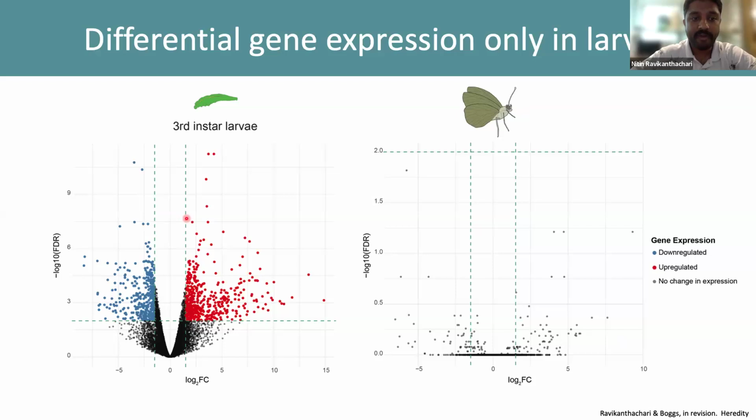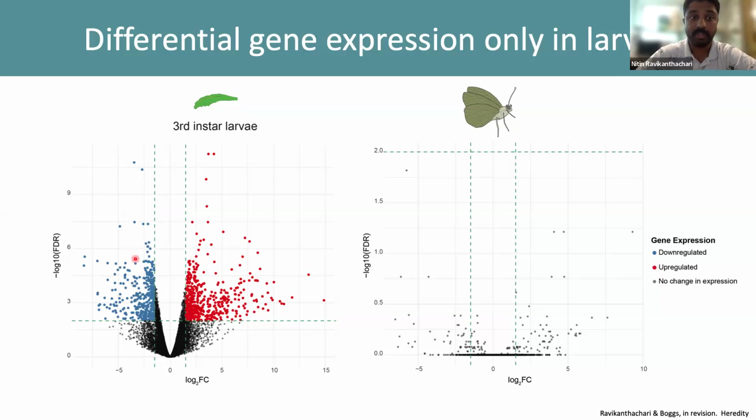So we did not find any differential gene expression in the females that preferred one plant over the other, whereas we found a lot of genes that were differentially expressed in the larvae that fed on the native plant versus the toxic plant. This pointed us in the direction that selection could be acting on larval ability, but we wanted to explore further.